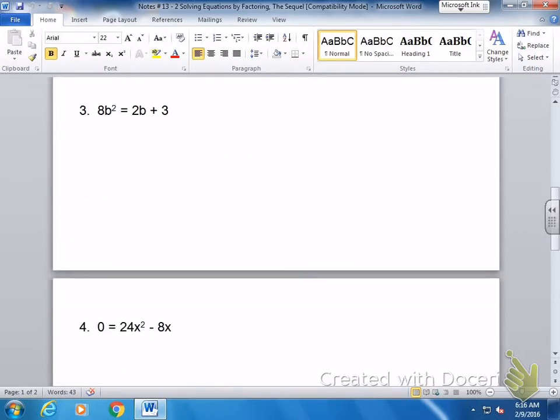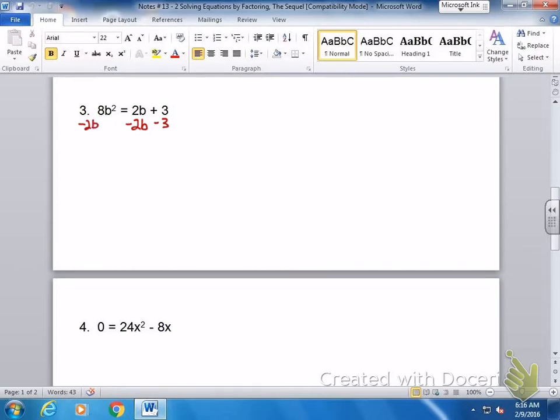8b squared plus 2b equals 2b plus 3. So this is kind of the same problem we had in the first one. We're going to have to move everything over to one side to get the ax squared plus bx plus c. So I'm going to do this in one step this time. I'm going to go ahead and subtract 2b and subtract 3 from both sides.